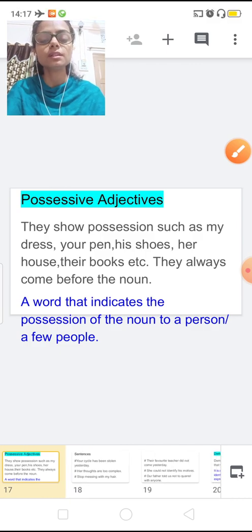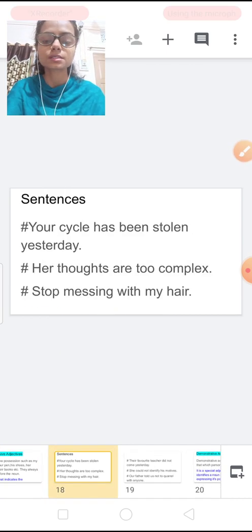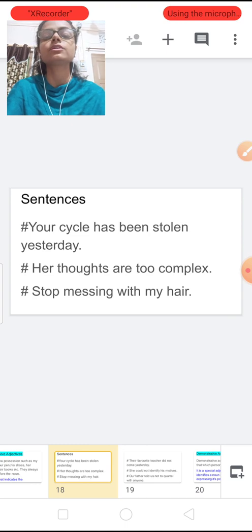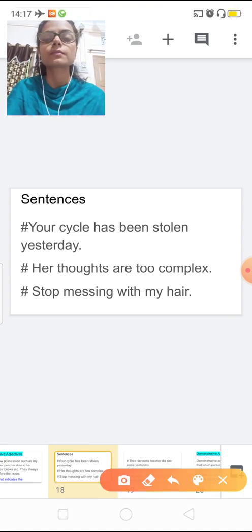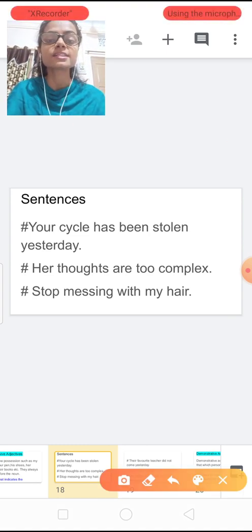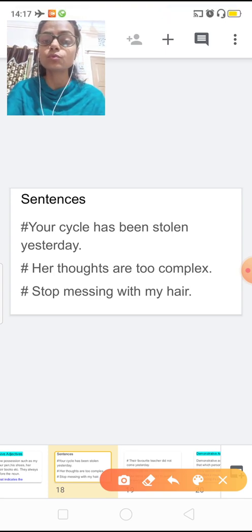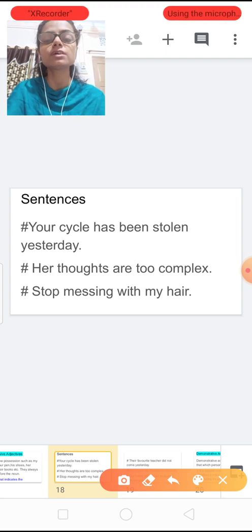Okay, so now sentences. The first sentence: Your cycle has been stolen yesterday. Your cycle. So what is the possessive adjective here? Your.